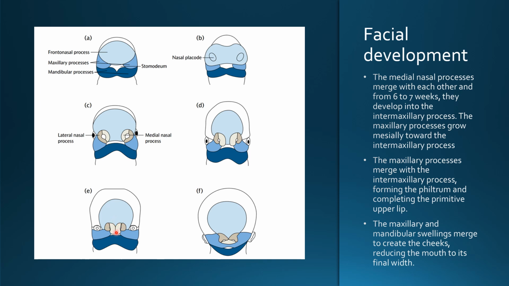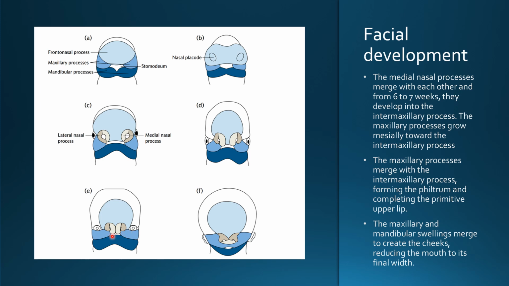The maxillary processes will continue to grow towards the midline, and then they will merge with the intermaxillary process from each side to form the philtrum and the upper lip. So the philtrum is made of the 2 medial nasal processes that formed into the intermaxillary process, and then the upper lip is going to complete its formation by the fusion of this process with these ones. The maxillary and mandibular processes on the side are going to merge and fuse to form the cheeks, and wherever they close, they're going to determine the width of the mouth.